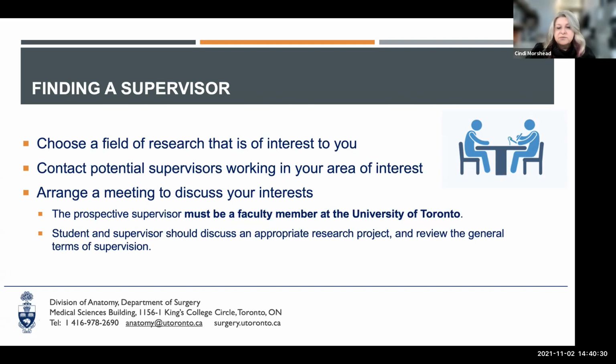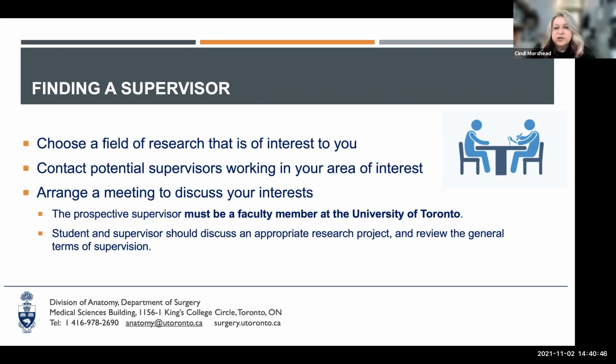So the student and the supervisor would then get together, discuss what might be of interest to you. And of course, the supervisor probably has something in mind for what they would give to a student who's only going to spend, compared to a graduate student, 8 to 10 hours a week in the lab.